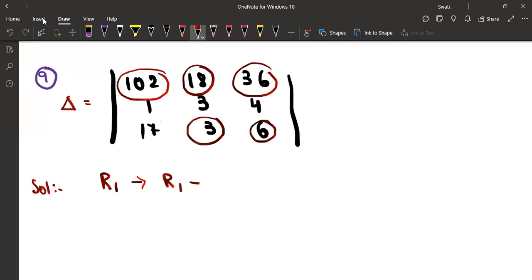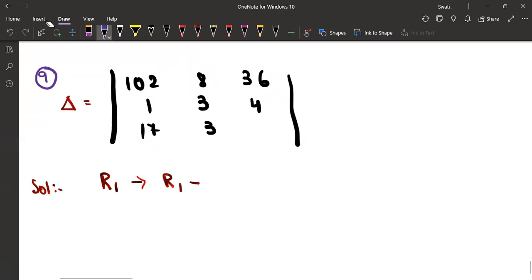It is very important that while you are applying the elementary row transformation, you try to make the columns or the rows 0. That will make your solution easier. So R1 minus 6 R3. If I do this, my first entry is going to be 102 minus 6 times 17, that is also 102. So 102 minus 102 is simply 0. Sorry, this is 18: 18 minus 6 times 3, that means 18 minus 18, that is also 0. 36 minus 6 times 6 is also 0. And the rest of the entries are as they are.